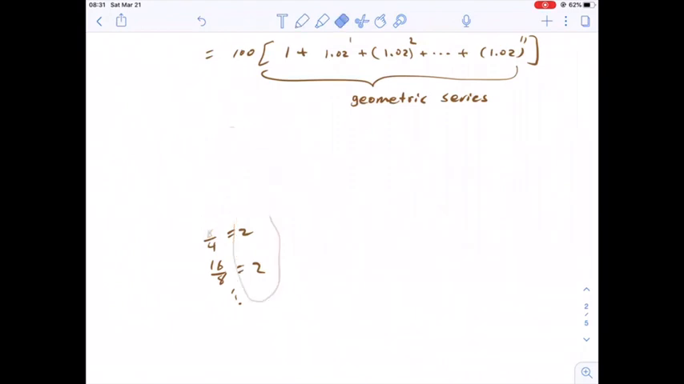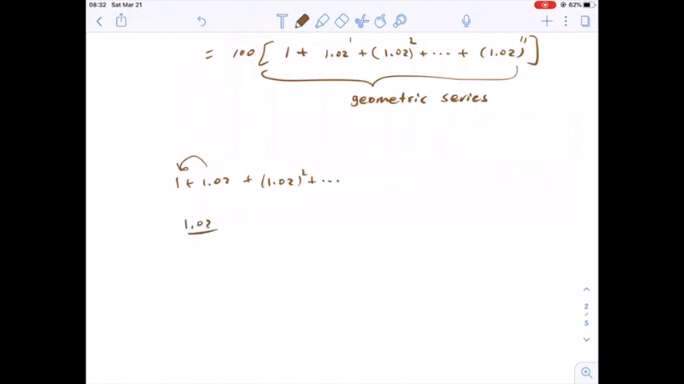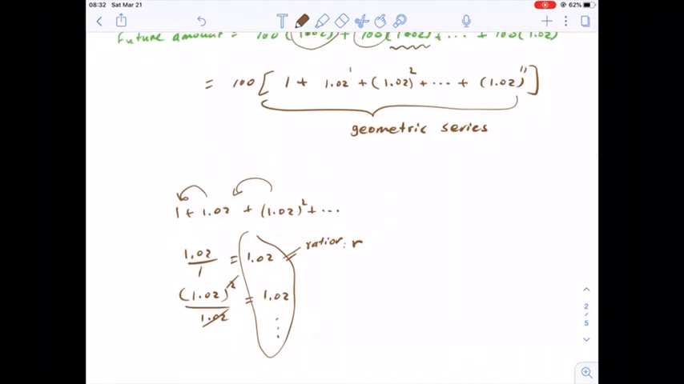Same thing here. For our example, we have 1 plus 1.02 plus 1.02 raised to power 2, etc. If you divide the second by the first, you get 1.02. The third by the second, you cancel this with this and you get 1.02. You still have the same ratio. This is called the ratio, denoted as R. So this is what we mean by geometric series.